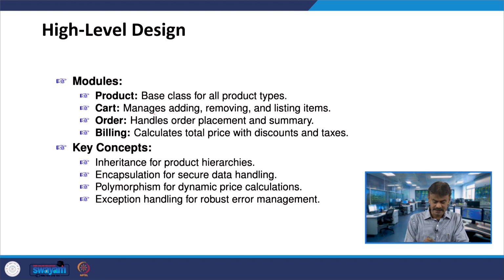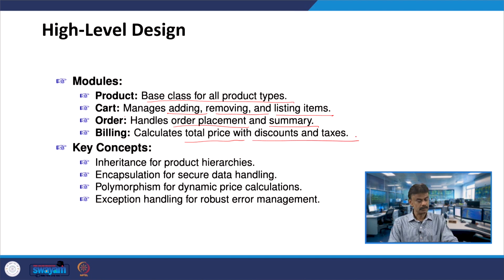So, here in the high level design, we have the modules. The product module is the base class for all product types. Then cart, which is managing, adding, removing and listing the items; you call it the cart module. Then the order module, which is handling order placement and summary. And then billing, which is calculating the total price with the discounts and taxes. So, these are all the 4 modules: product, cart, order and billing.